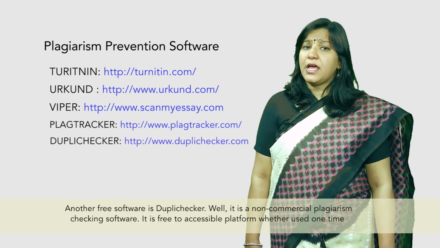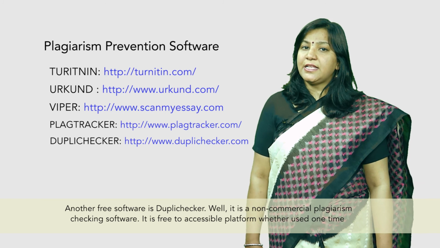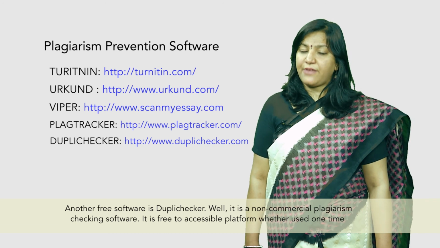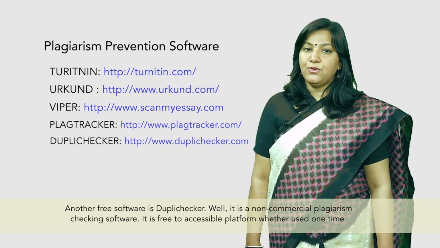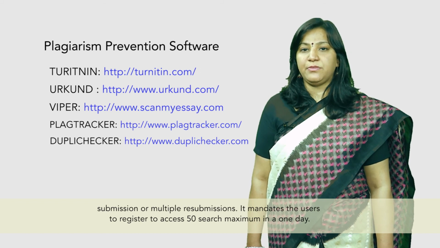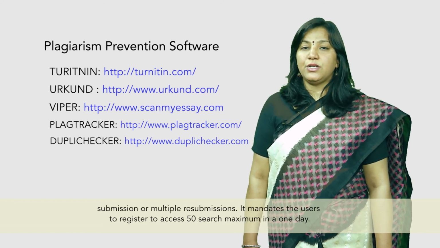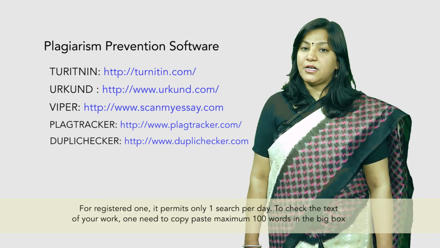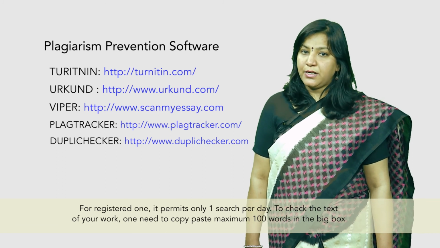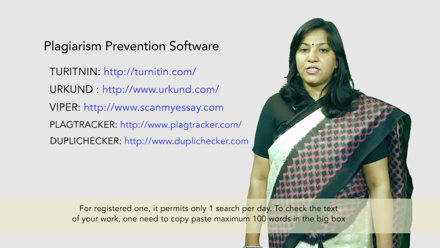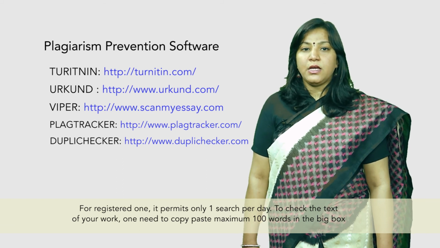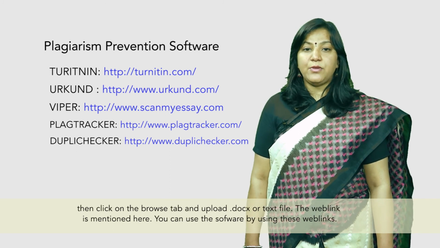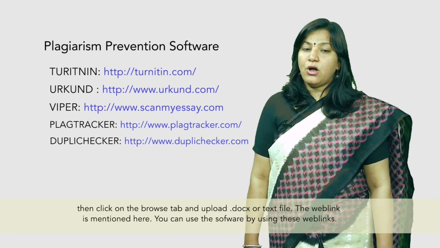Another free software is PlagiarismChecker. It is a non-commercial plagiarism checking software. It is a free accessible platform, whether used for one-time submission or multiple submissions. It mandates the users to register to access 50 searches maximum in one day. For unregistered users, it permits only one search per day. To check the text of your work, one needs to copy and paste a maximum of 1000 words in the big box, then click and browse the tab and upload a doc or text file.